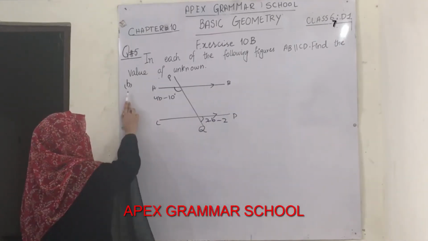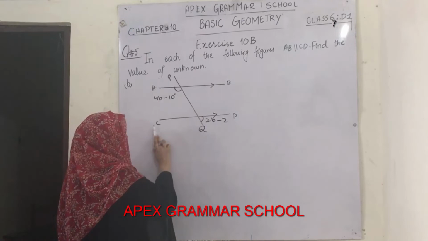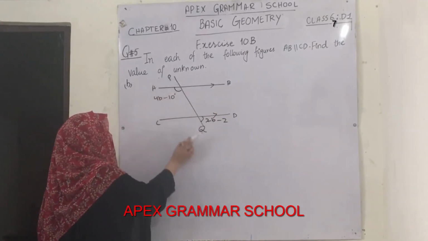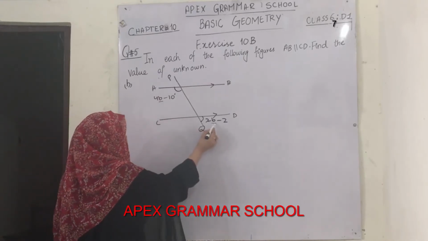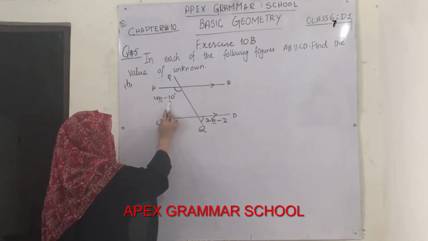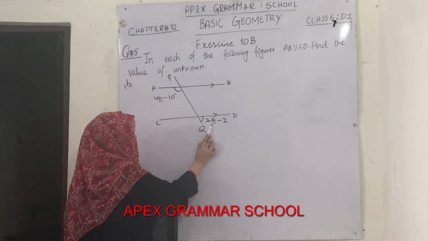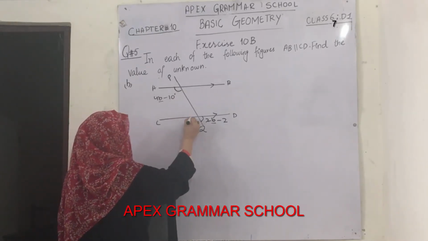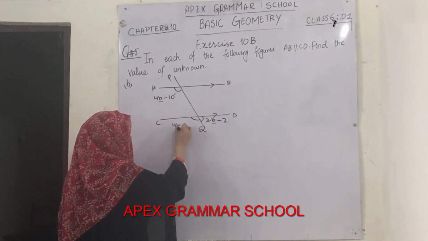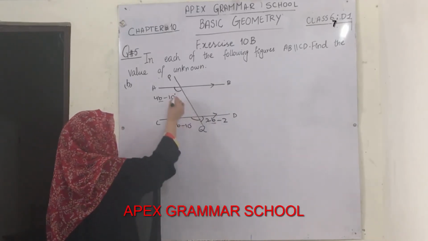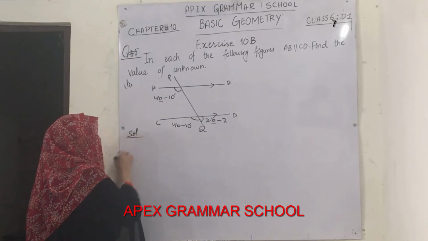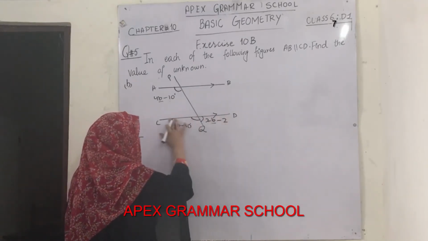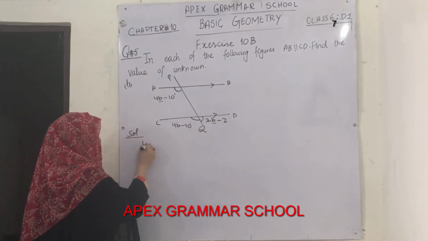Question number 5, B part. You can see that AB is parallel to CD and there is a transversal line PQ. There is only one unknown, which is B. This angle is 4B minus 10, then the other one is 2B minus 2. If this one is 4B minus 10, this angle will also be 4B minus 10 because these are corresponding angles. In the solution, you can see that these two angles are lying on a straight line, so they will add up to make 180 degrees.